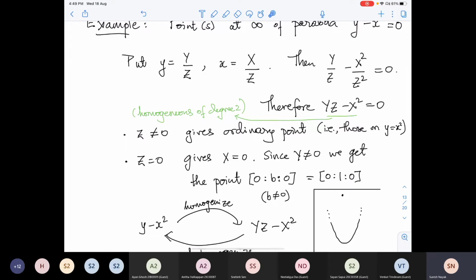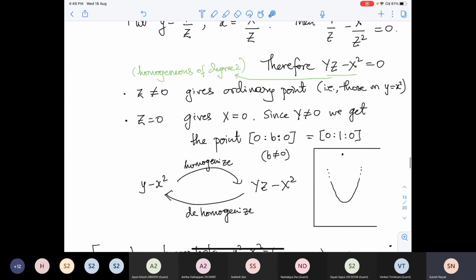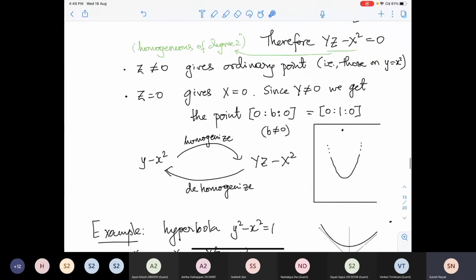Which means that really there's only one point. And what is that point? That is the point 0, 1, 0. And if we go back to how we are looking at things, 0, 1 is a point somewhere here, and all multiples of that is this line here, and this is the point at infinity of that line. So this is the vertical point at infinity, and we have now seen that the parabola actually is going to pass through this vertical point at infinity.